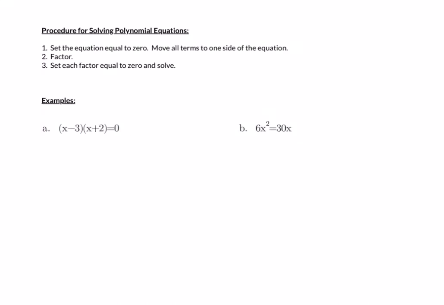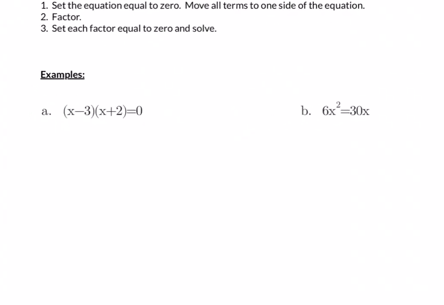All right, the last thing we want to talk about is solving polynomial equations. So the first thing we want to do is we want to set the equation equal to 0. If we need to, move all terms to one side of the equation. From there, we want to factor, and we're going to set each factor equal to 0 and solve. For polynomial equations, there is a good chance you will have more than one solution. All right, let's try some examples.